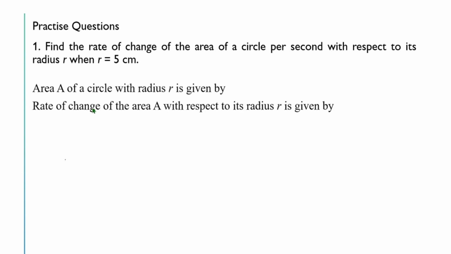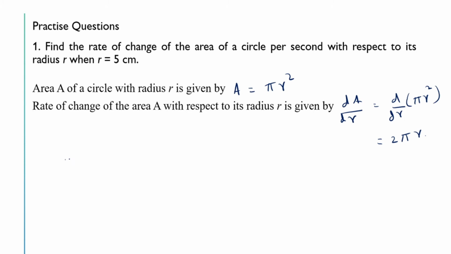Now we know that area A of a circle with radius r is given by A equal to pi r square. This is the area of the circle. Now rate of change of A with respect to its radius is given by dA by dr, or it is the derivative of pi r square. So d by dr of pi r square is nothing but 2 pi r.